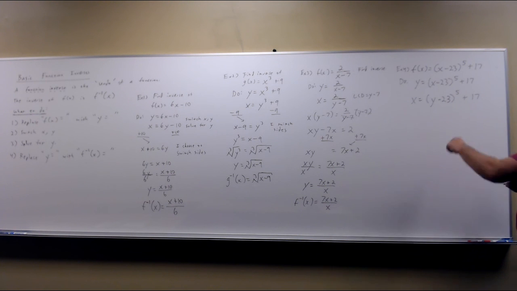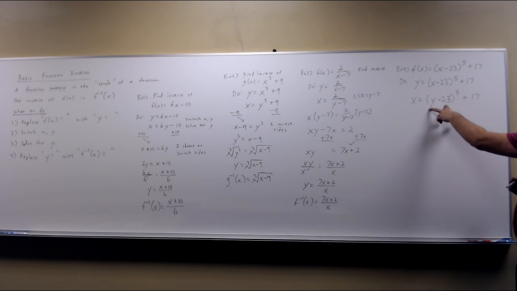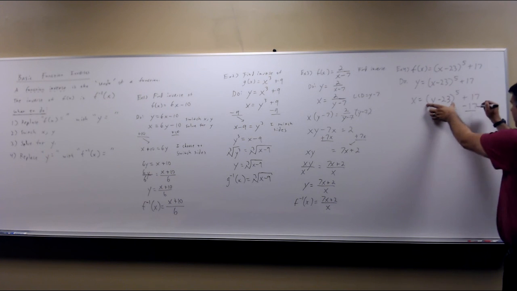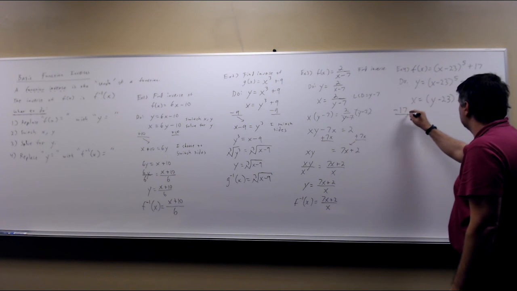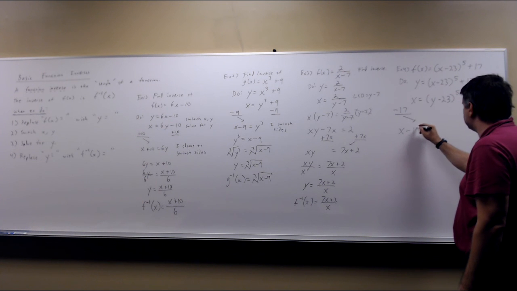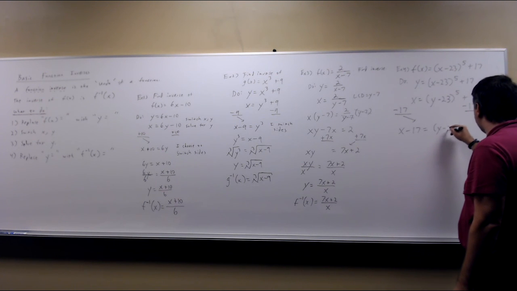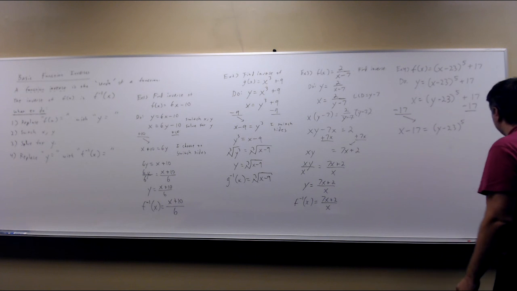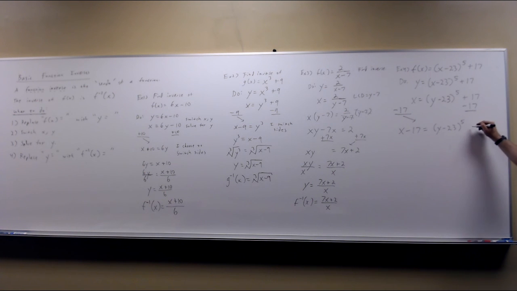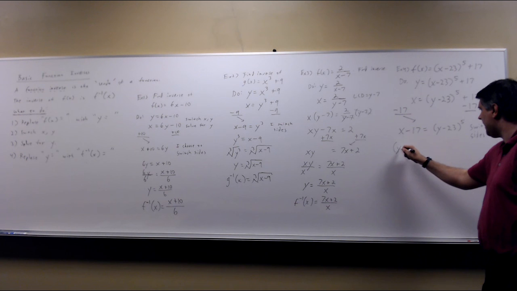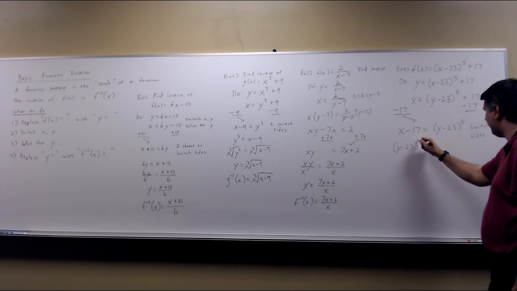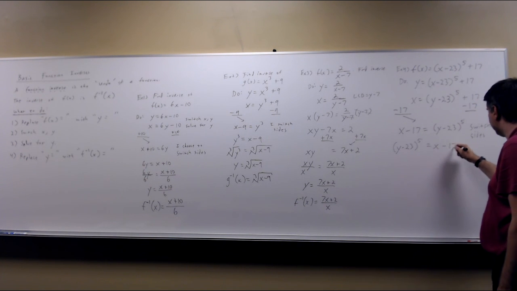Don't multiply that out. We do want to get the y by its lonesome, so we're going to get the parentheses by their lonesome. That will be our priority. So I will subtract the 17 from both sides. So x minus 17 equals y minus 23 to the fifth. I'm going to switch sides. So y minus 23 to the fifth will equal x minus 17.